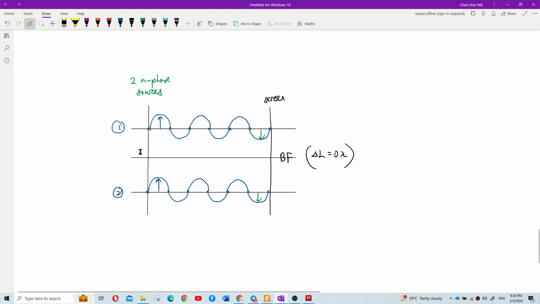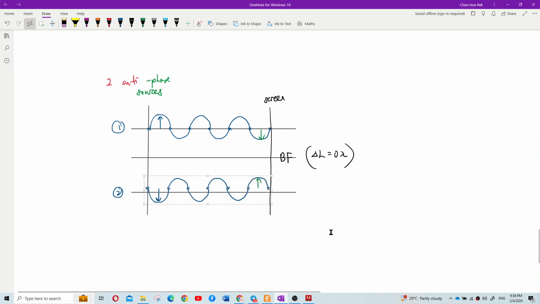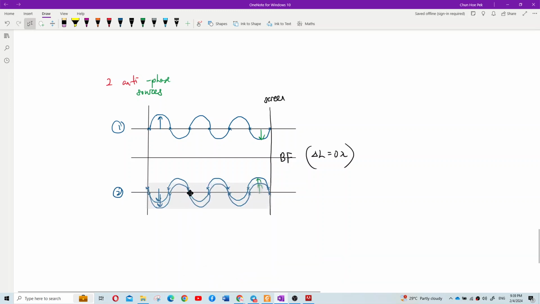Make it anti-phase. This time is anti-phase source. Two anti-phase source, yeah. Anti-phase that means dia mula dengan satu ke atas, satu ke bawah. So ini kasih dia ke bawah lah. Flip it. Nah, wait. Again. Flip it. Nah, kasih ke bawah.